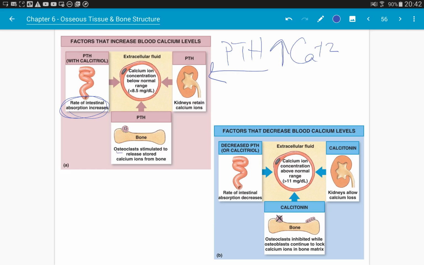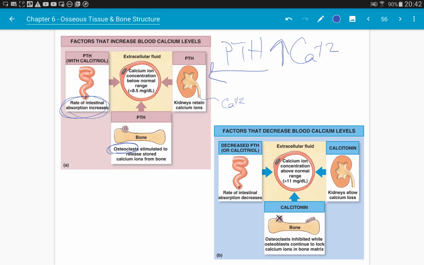The osteoclasts are stimulated, so they're working harder to break down bone. And the kidneys, instead of excreting calcium out in urine, retain it in the bloodstream. And so the action of these 3 things helps to keep your blood calcium levels within a very narrow range, so within homeostasis. Now, the second figure below is when your blood calcium levels are too high.